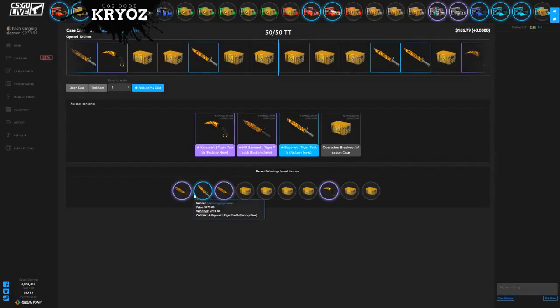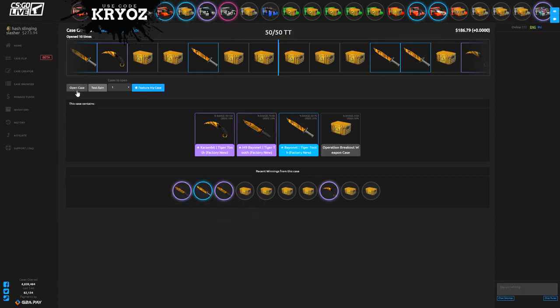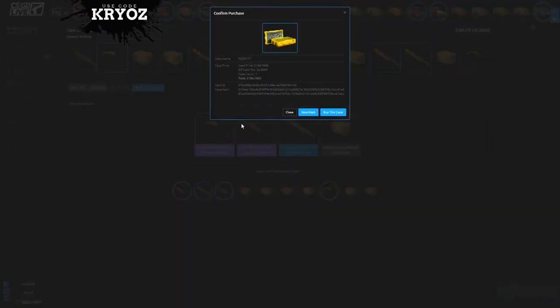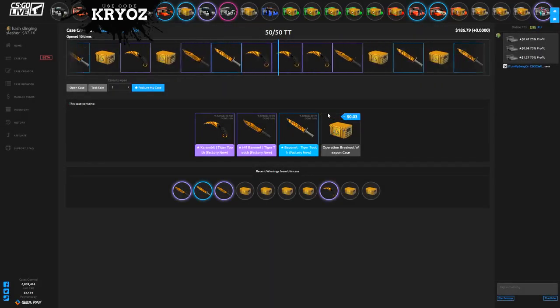We have had some good luck on these. I didn't do these on a video. I used my affiliate earnings and I opened these on stream. I got both of these two on stream. Hopefully we can get something good. Let's keep that streak going of getting knives.